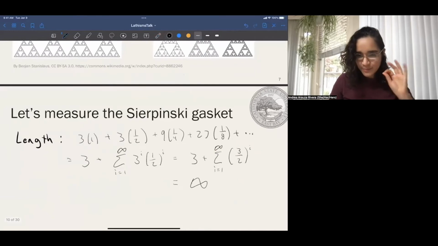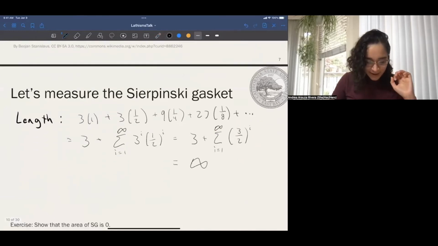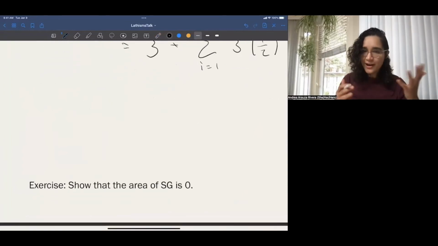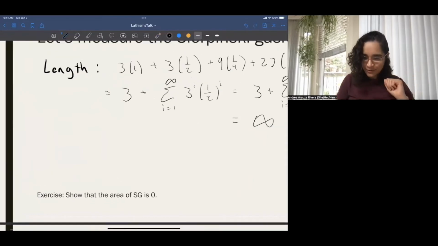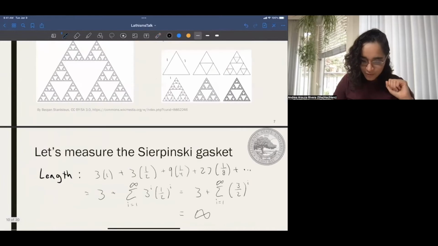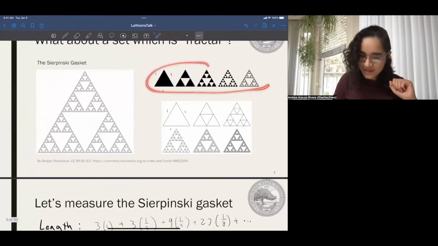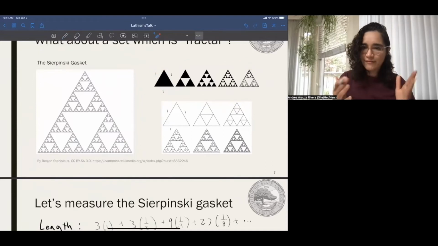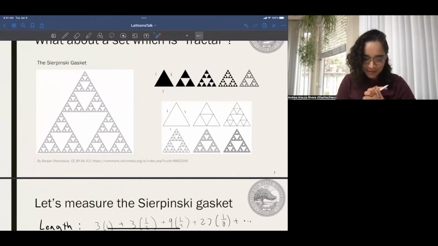So now the next bit I'm going to leave as an exercise for you. So I'll leave it as an exercise for you to show that the area of the Sierpinski gasket is 0. Okay, so if we tried to measure its area, we would get 0. Okay? And I'll just give you a hint, which is to use this construction, right? So using this construction, can you justify why the area of the Sierpinski gasket is 0? Okay?